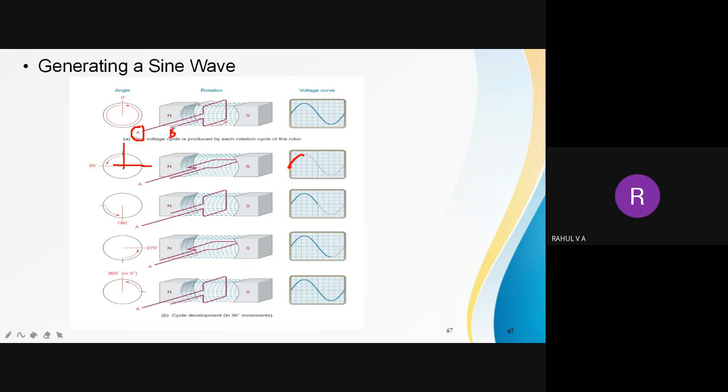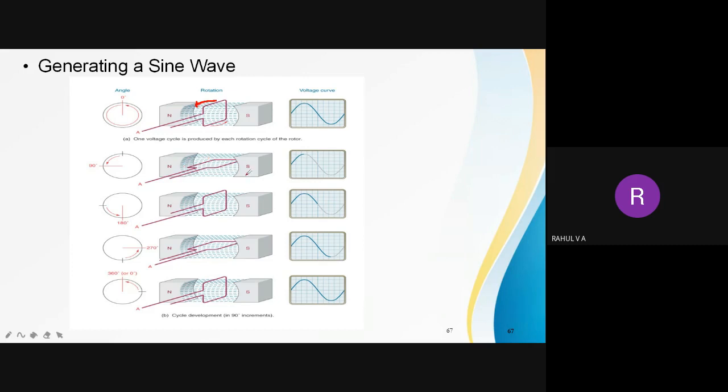Now also you see that the maximum linkage happens to the A side of the conductor. This is A side and this is B side. So you can see that when it is rotating anti-clockwise, that is why the direction is important. Initially A was at the top. Now A is in contact with the flux lines more than B. So when it is rotating, A is in contact with flux lines more than B.